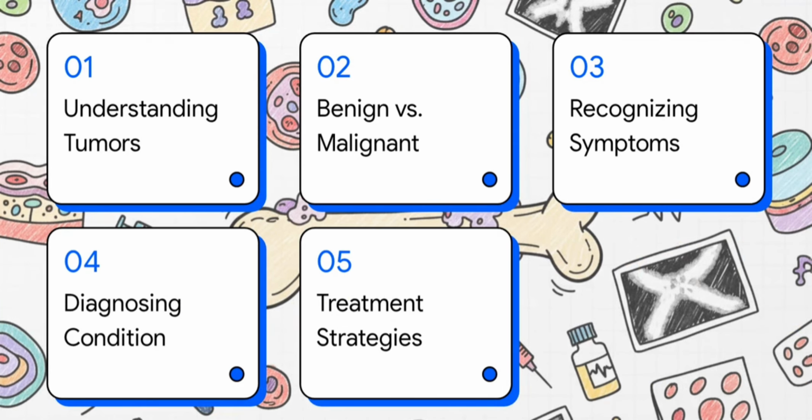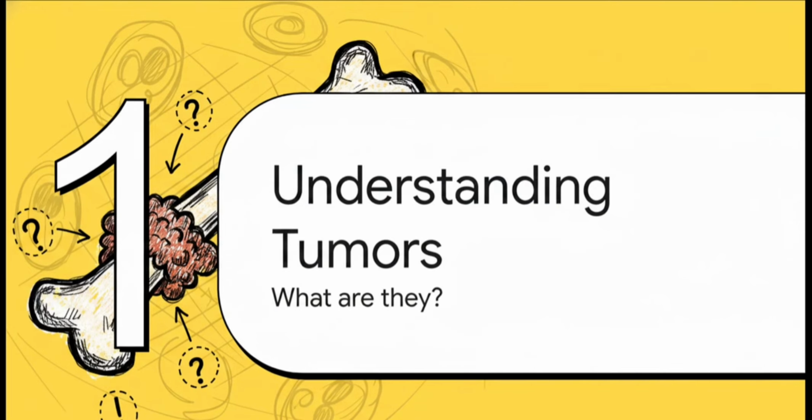Okay, let's dive into this. Here is our step-by-step roadmap for today. We'll start with understanding bone tumors, move into benign versus malignant tumors, then recognizing the symptoms, diagnosing the condition, and finally, targeted treatment strategies. All right, Section 1, Understanding Bone Tumors.